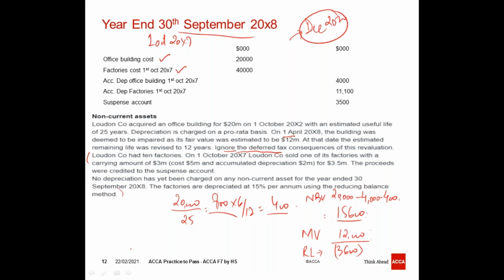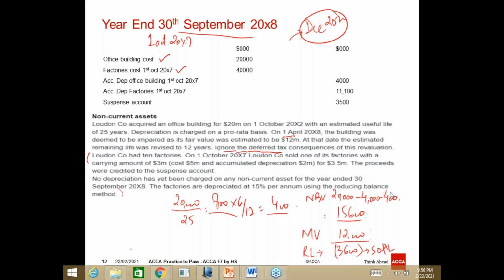So as you know, there is a loss, then this loss should be reported in the statement of profit and loss, SOPL, or income statement. Very good.